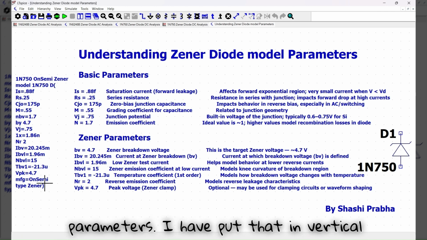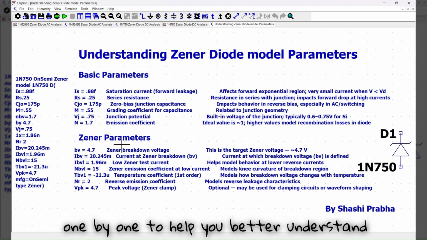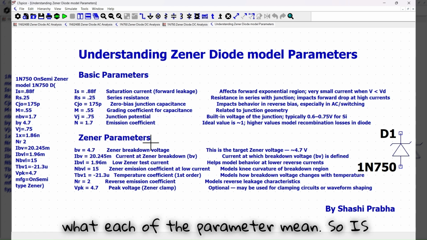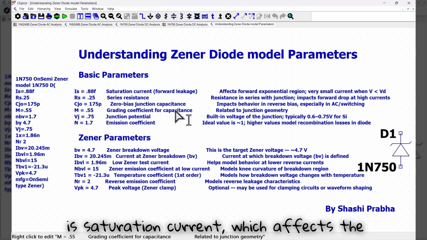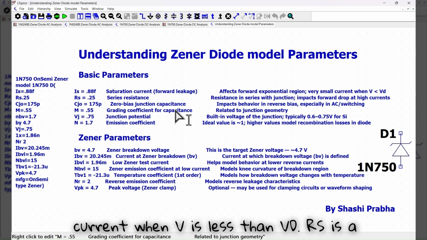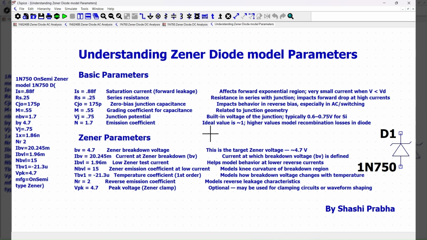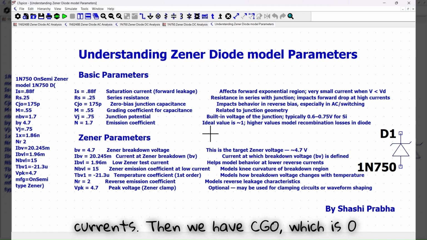This is the model parameters. I have put that in vertical format, and I will be explaining each one by one to help you better understand what each of the parameters mean. So IS is saturation current, which affects the forward exponential region for very small current when V is less than VD. RS is a series resistance in the junction, and it impacts the forward drop at high currents.